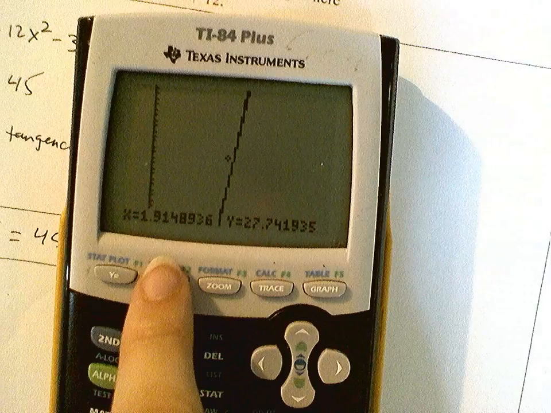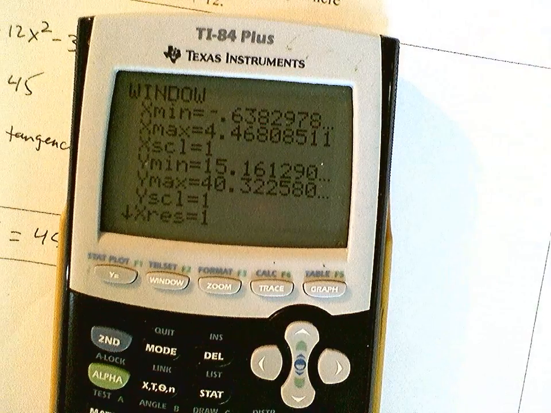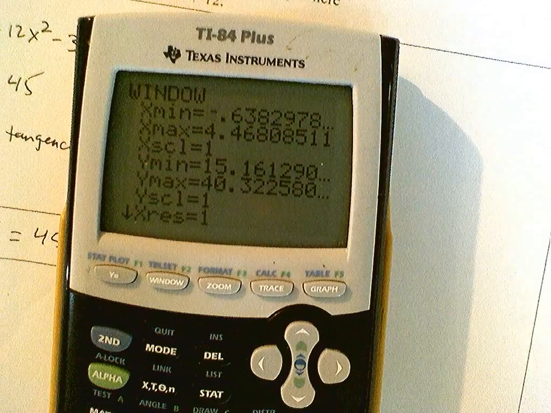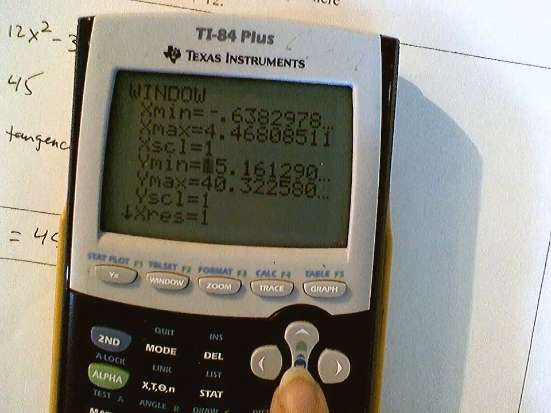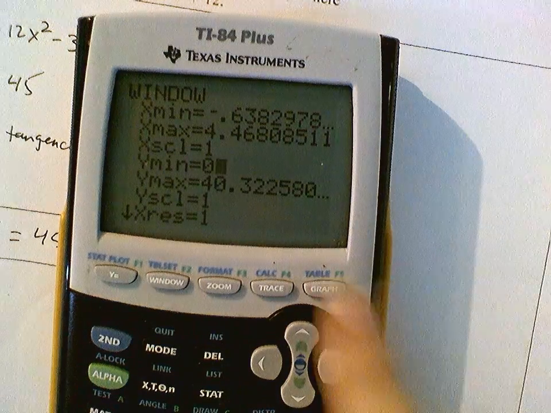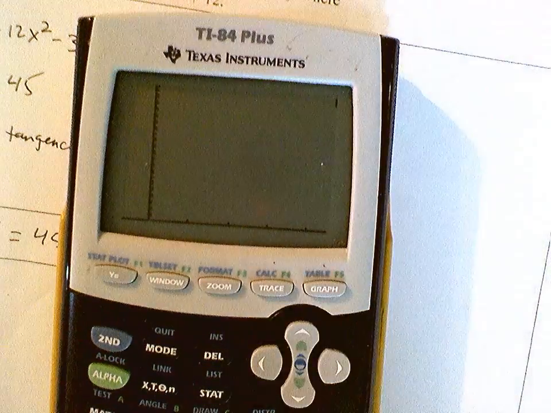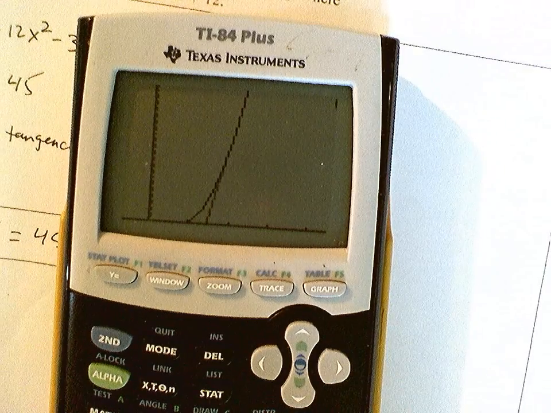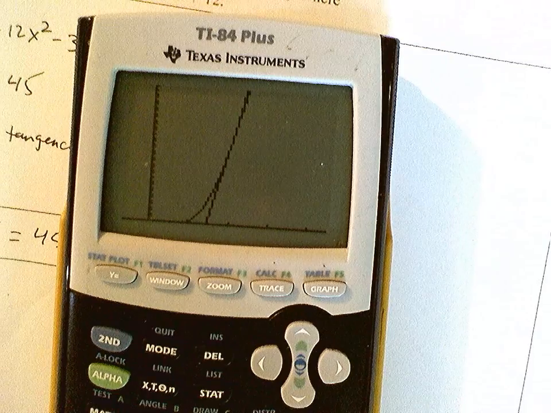So I'm going to go to the window. When I did zoom box, this was the window that was created by my box. I'm just going to go 0 for my Y min. All right, and then I'm going to hit graph. Okay, that looks better.